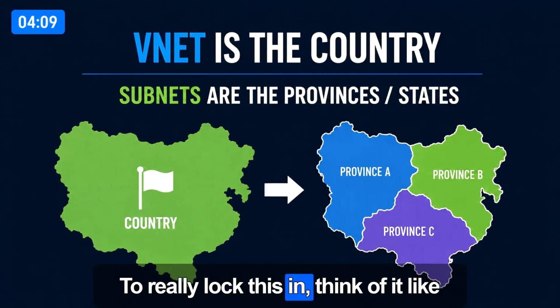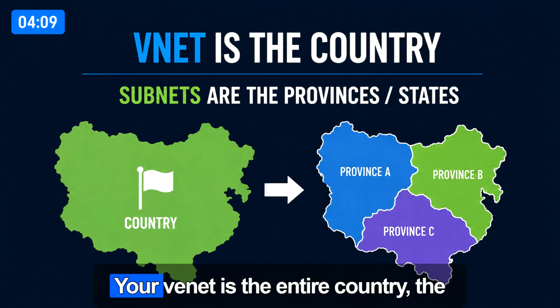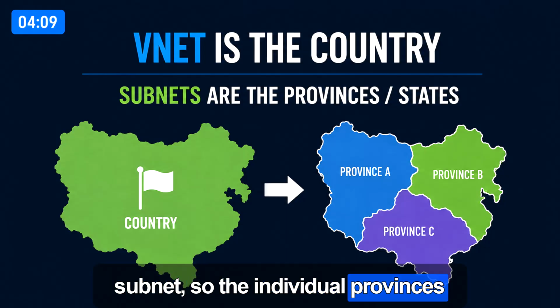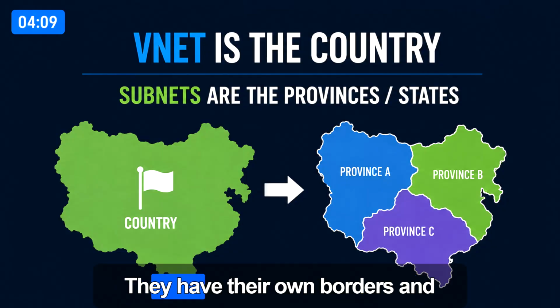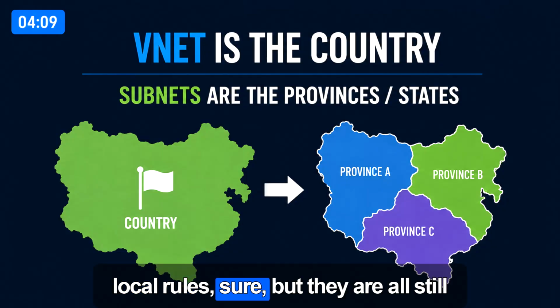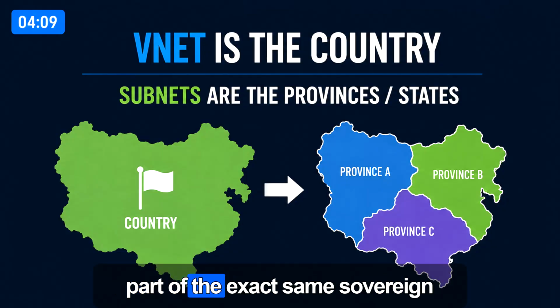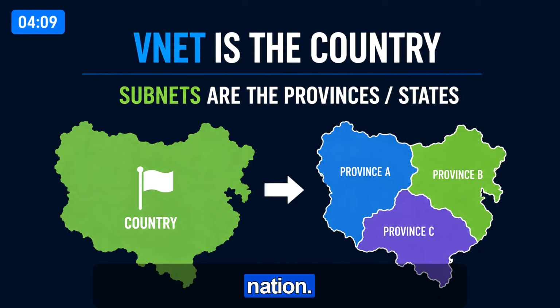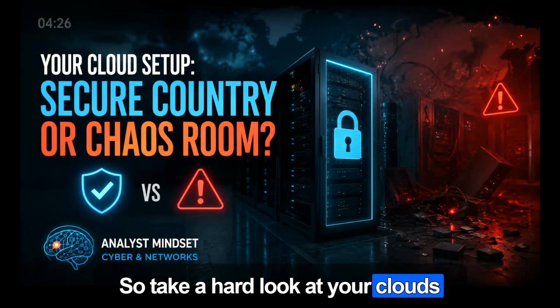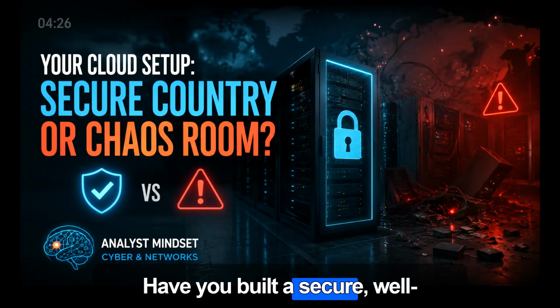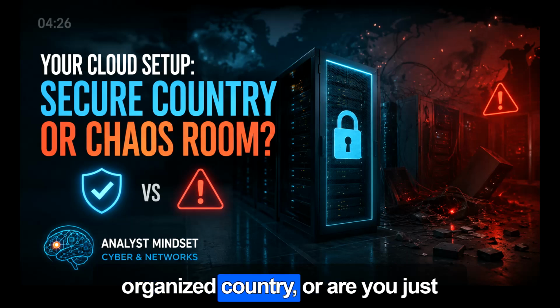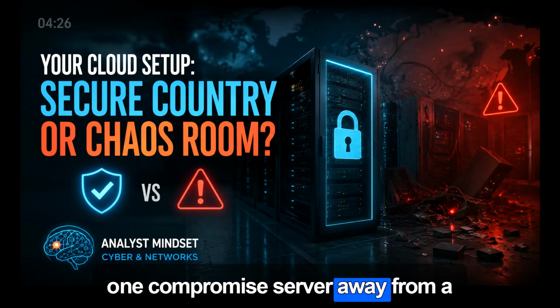To really lock this in, think of it like this. Your VNet is the entire country. The subnets are the individual provinces or states within that country. They have their own borders and local rules, sure, but they are all still part of the exact same sovereign nation. So take a hard look at your cloud setup right now. Have you built a secure, well-organized country, or are you just one compromised server away from a chaos room?